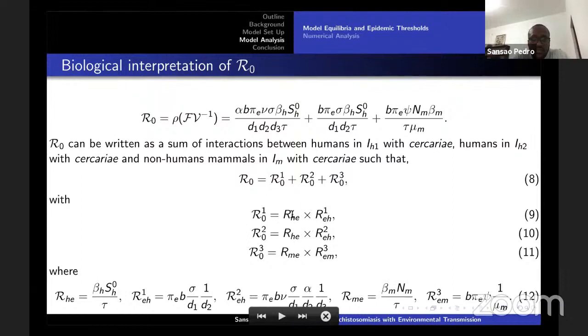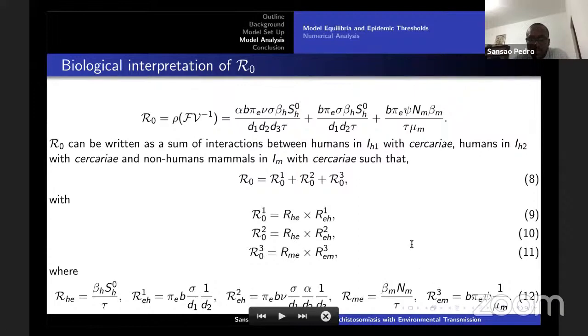So here we are making more separation of the particular R naught for interaction between Cercaria and humans. It can be expressed this way, which is a product of new infections in humans arising from one infected Cercaria, times new infections in Cercaria arising from one infected human of compartment IH1. Okay, so it's the same explanation, and here is the specific expression for each term.